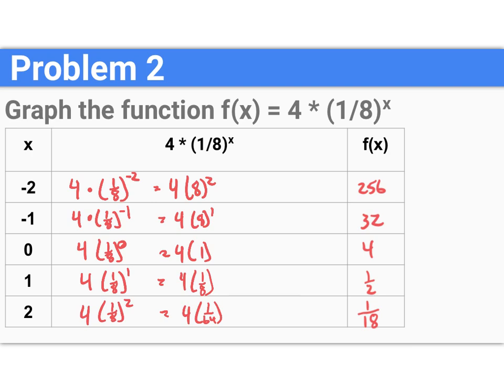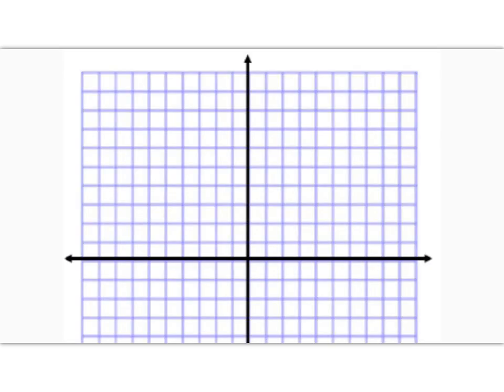At 0, we're at 1, 2, 3, 4. At 1, we're at a half. At negative 1, we're at 32, so we're way off the screen. And at 2, we're at 1/16. So that is going to come down very quickly and never cross 0. It is supposed to come very close but never touch 0.